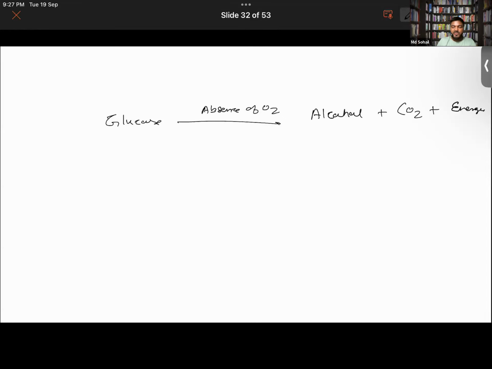Okay, sir. So it releases alcohol, just a bit of energy, and there's one more gas released, carbon dioxide. So glucose is broken down in the absence of oxygen into alcohol, along with CO2 and a little bit of energy also. This is happening in the case of yeast. And this is actually the method that is used for the production of wine and beer also.